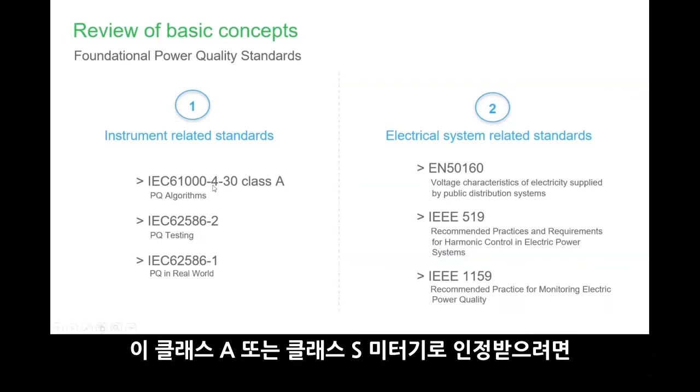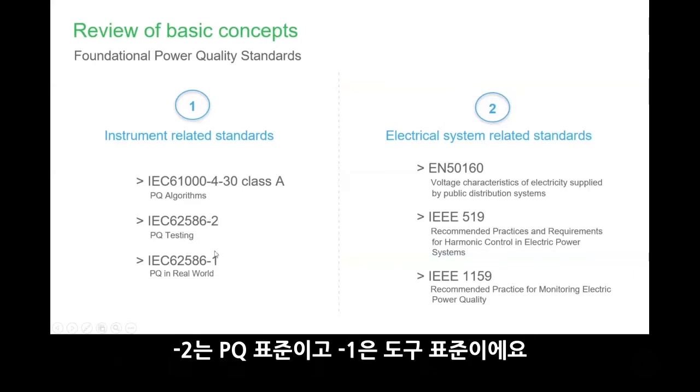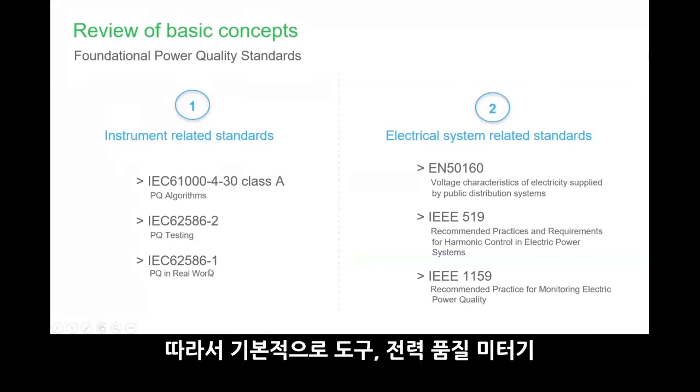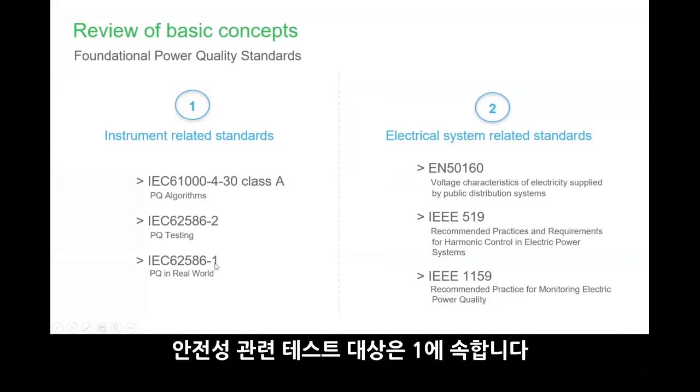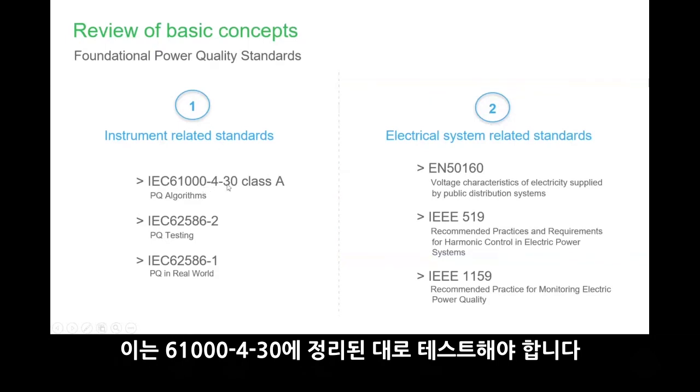Now, in order to be recognized as a class A meter, the meter itself must be tested by these two standards. This standard is called IEC 62586. Okay, dash 2 is a PQ standard, dash 1 is the instrument standard. So basically your power quality meter, the instrument, for safety and so on, is tested under dash 1. Dash 2 covers the parameters and how to do the calculation, everything listed inside 61000-4-30, and is tested using this standard.